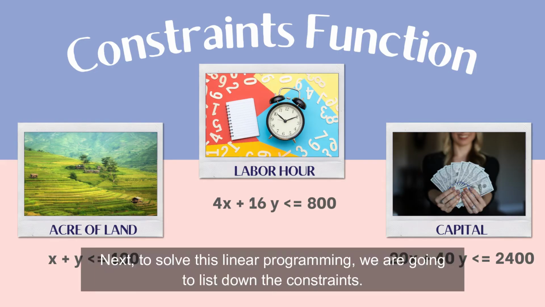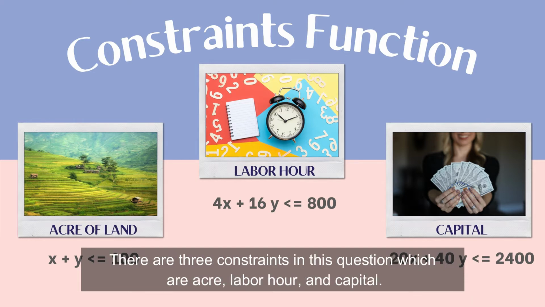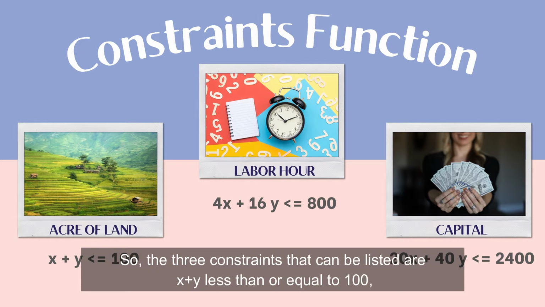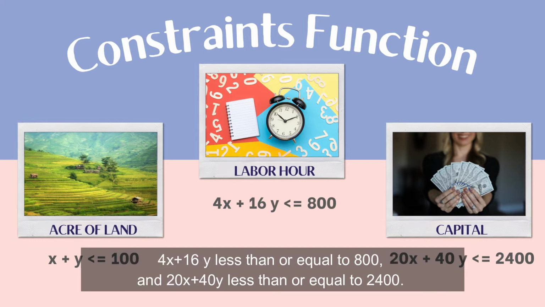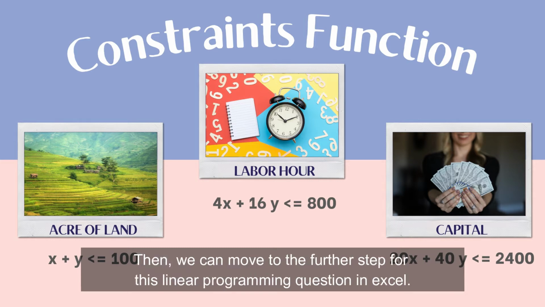Next, to solve this linear programming problem, we are going to list down the constraints. There are 3 constraints in this question, which are acre, labor hour, and capital. So the 3 constraints are x plus y less than or equal to 100, 4x plus 16y less than or equal to 800, and 20x plus 40y less than or equal to 2400. Then, we can move to the next step for this linear programming question in Excel.